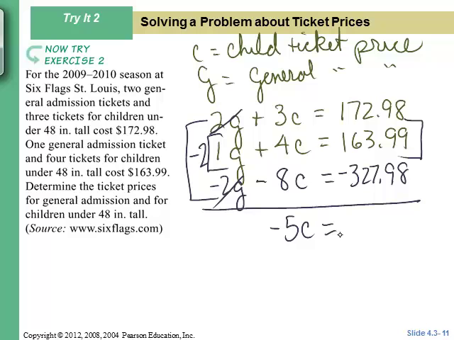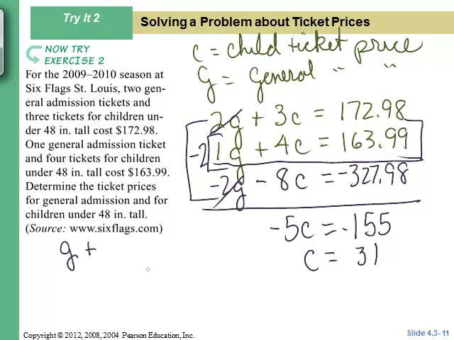-5c equals 172.98, negative 155. So we're going to divide that by 5, and the child ticket costs $31. Now let's substitute that into this equation. So G plus, multiply that by 4, you get 124 equals 163.99. Subtract 124 from both sides.